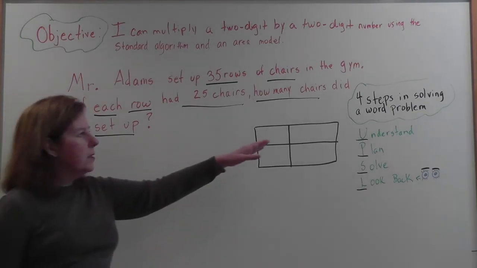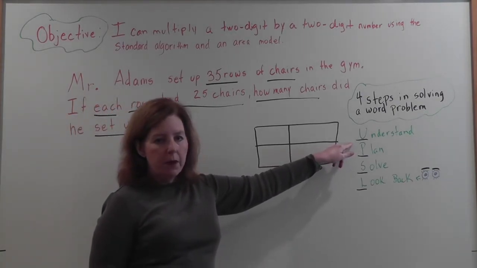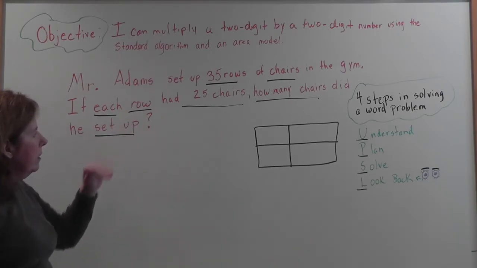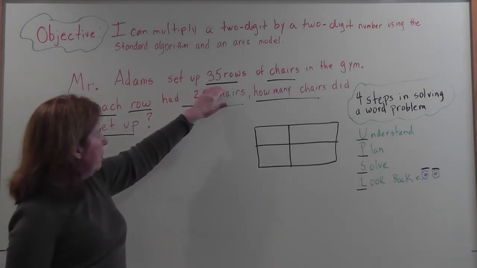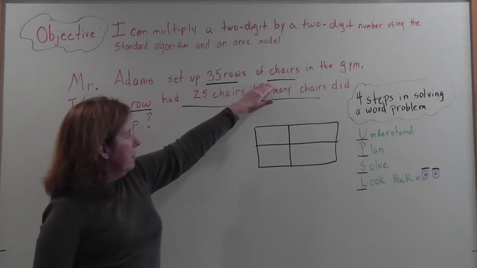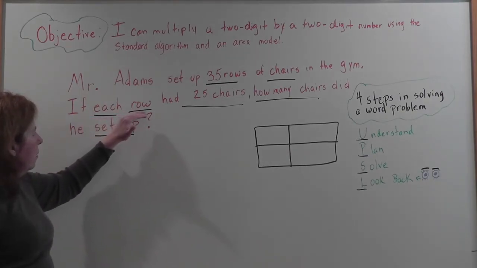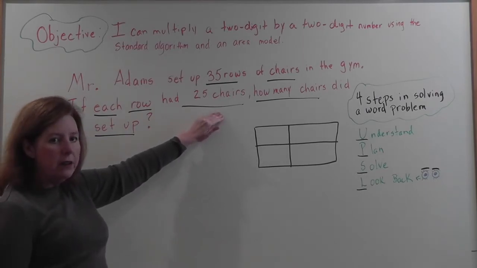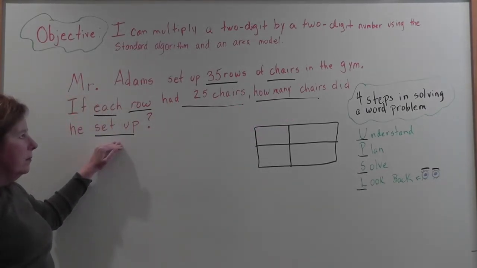Now there's 4 steps in solving a word problem. The first step is to understand the problem. So I'm going to underline my important information and the question. So Mr. Adams set up 35 rows of chairs. This is important, in the gym. If each row had 25 chairs, each row, 25 chairs is important, how many chairs did he set up?